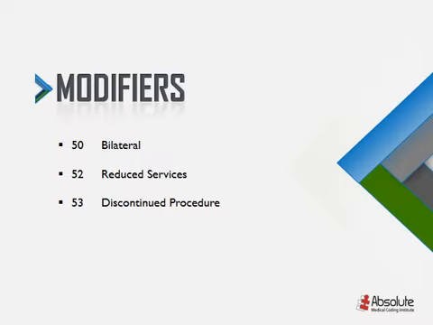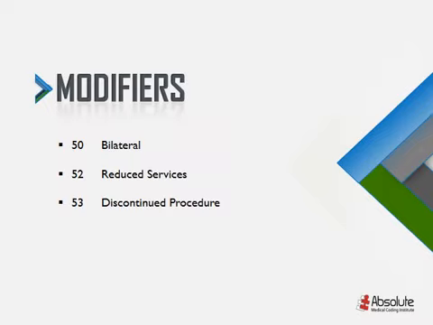52, reduced services. This is used when a portion of the procedure was not performed, so not the whole thing, or maybe a part of the procedure was done by another physician and the procedure itself was reduced. You didn't do the full thing. So you would use that 52 to indicate that.